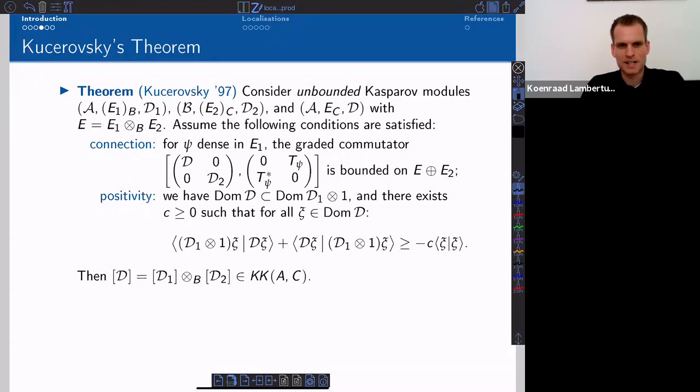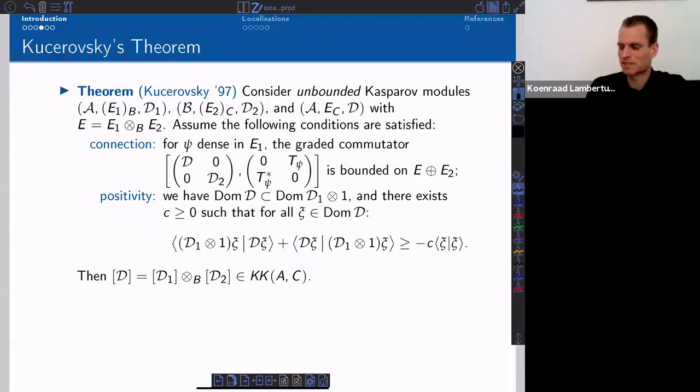The first condition, the connection condition, is very similar to the Connes-Skandalis connection condition, just with unbounded operators. And now this commutator is not assumed to be compact, but it has to be bounded. And for today's talk, most important is the positivity condition. The Connes-Skandalis positivity was formulated in terms of a commutator or an anti-commutator. Here in the unbounded picture, we have to be a bit careful because now we deal with unbounded operators. It's not clear if this commutator is well defined. The composition of two unbounded operators might not be densely defined.